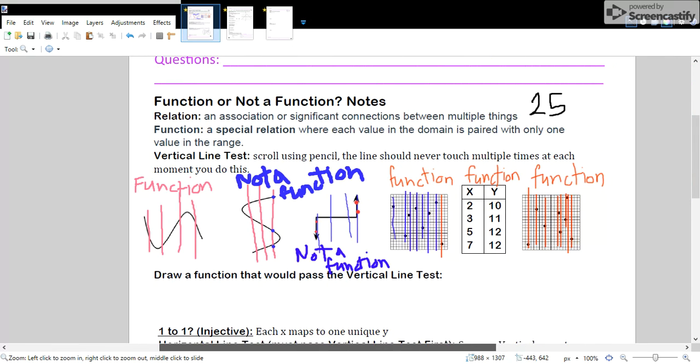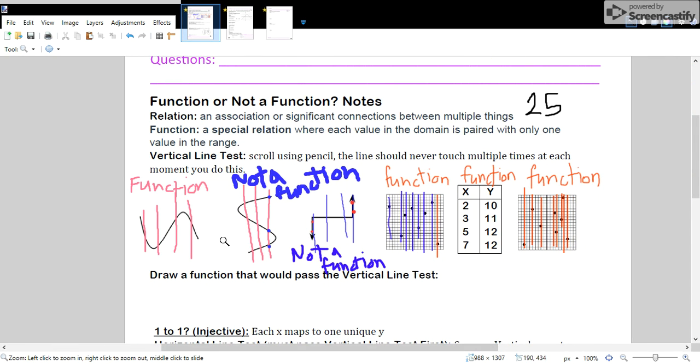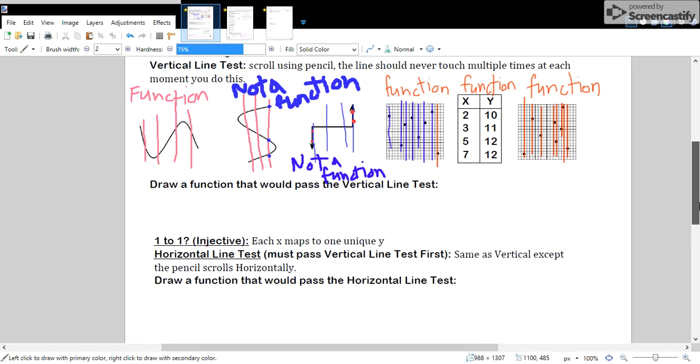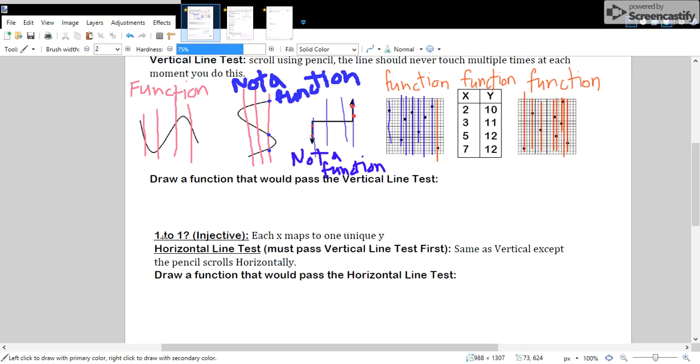Now from here, go ahead and pause the video. Draw a function that would pass the vertical line test. Okay, let's move on to the next vocabulary words.